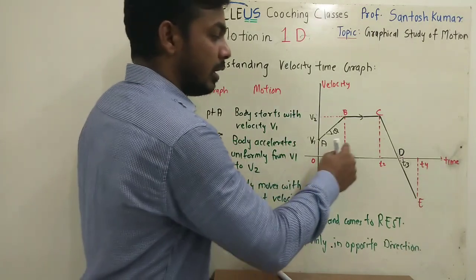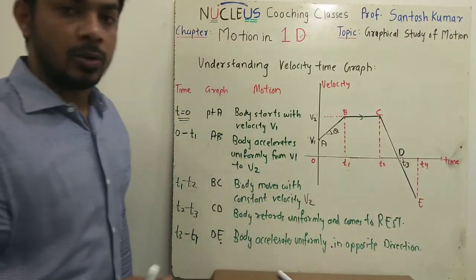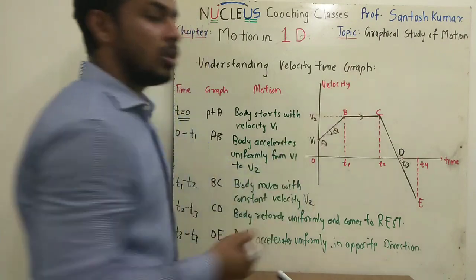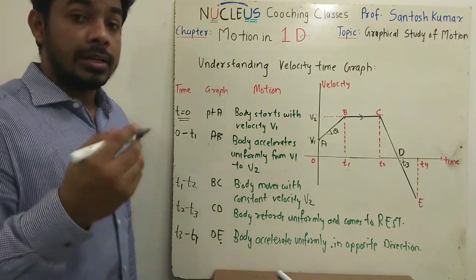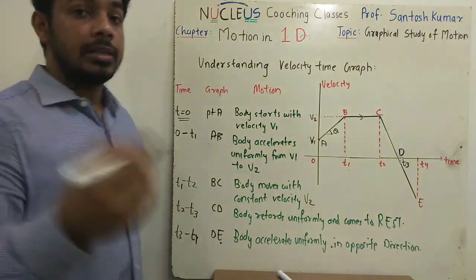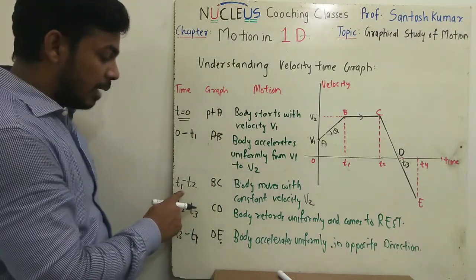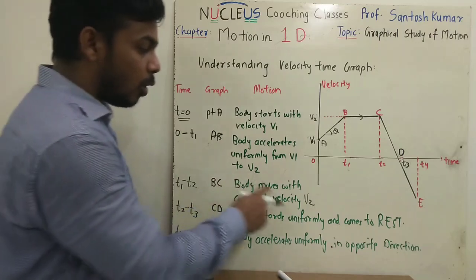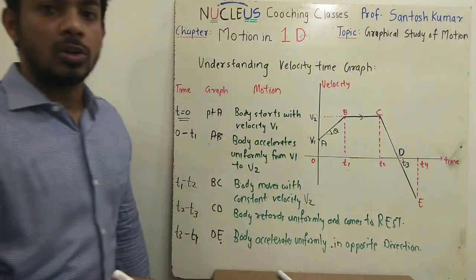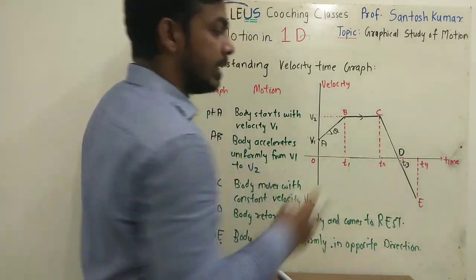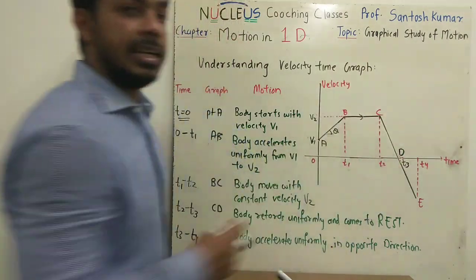If I talk about time interval T1 to T2, I am talking about graph BC. That is nothing but a horizontal line. Slope is 0. That means acceleration is 0. That means uniform velocity. So in the region BC, from time interval T1 to T2, body moves with constant velocity V2.